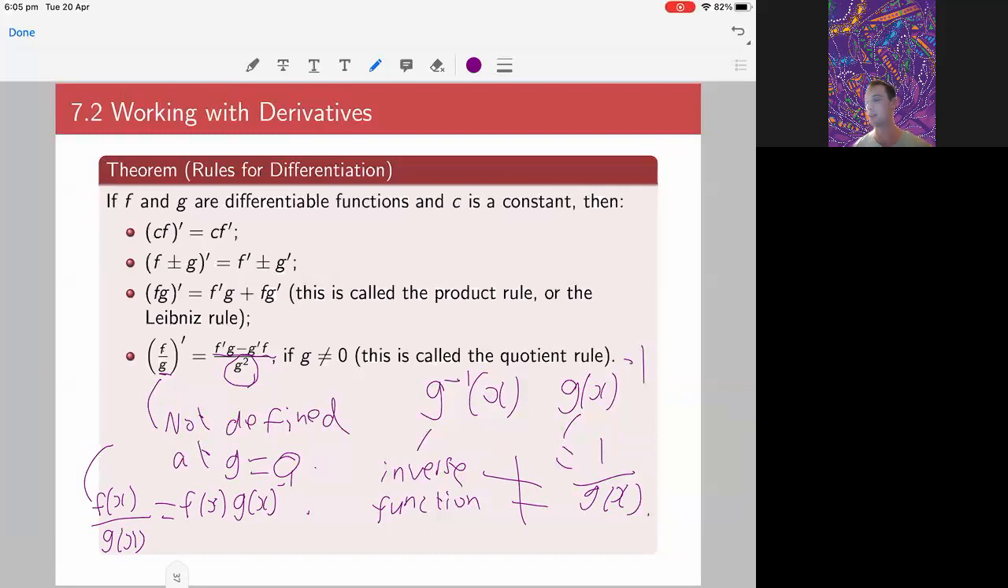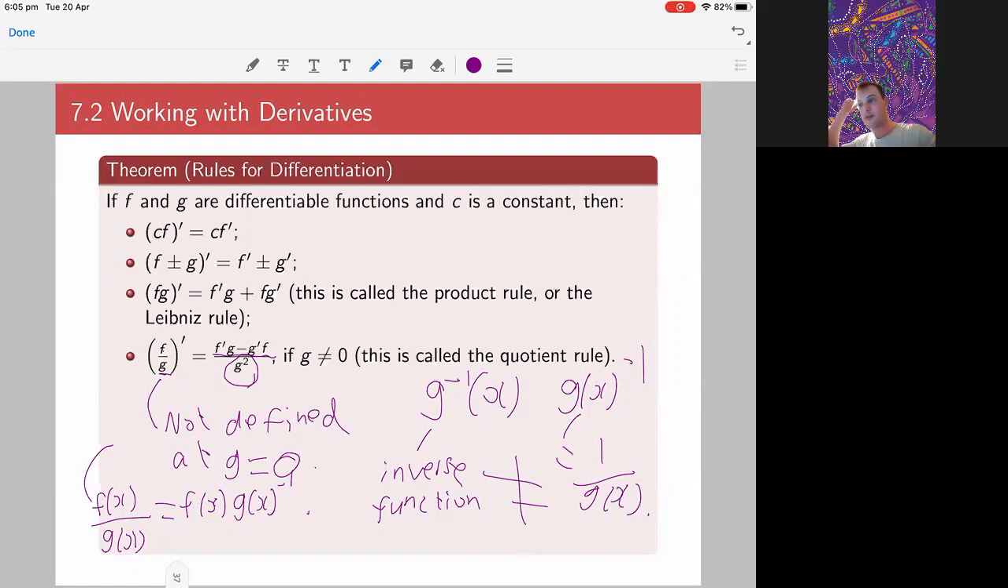And that is one of the most unfortunate things notation-wise in this course, that this to the power of -1 can mean both inverse in the sense of functions as well as inverse in the sense of real numbers. Okay, so that was the quotient rule.